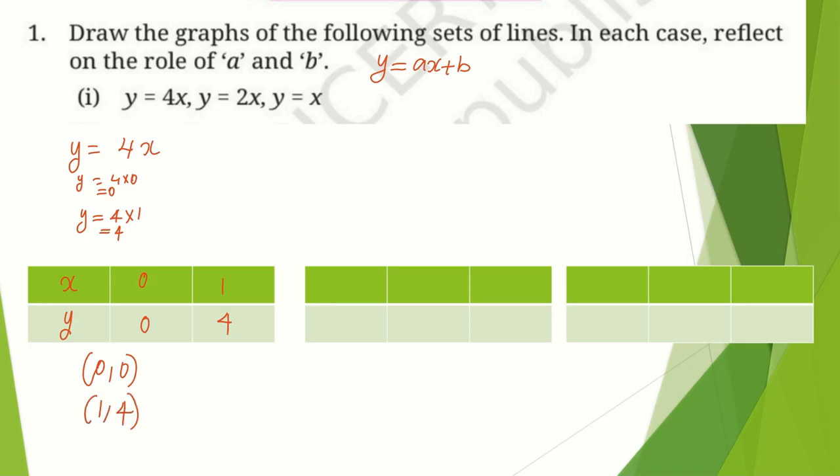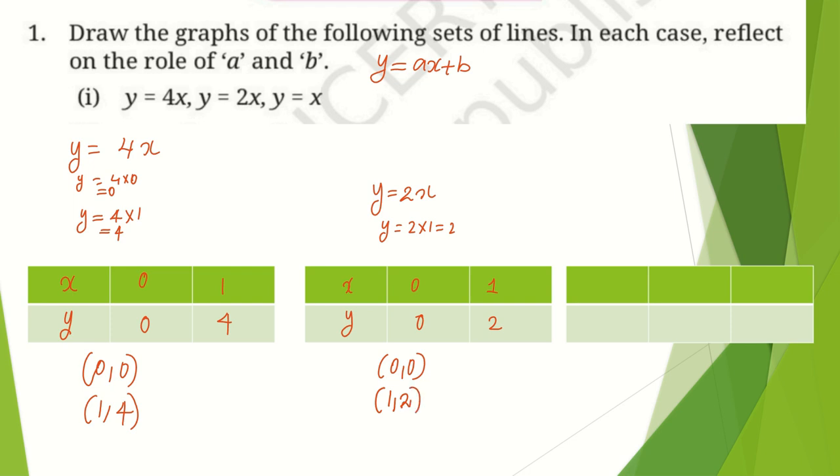Now you got how to find the coordinates. Just substitute any two values so that it will be easier to plot on the graph. I took x equal to 0, so I got y equal to 0. I took x equal to 1, I got y equal to 4. So (0, 0) and (1, 4) are the coordinates. Now I took y = 2x. If x is equal to 0, definitely y is going to be 0. If x is equal to 1, y will be 2 into 1, that gives you 2. So (0, 0) and (1, 2) are the values.